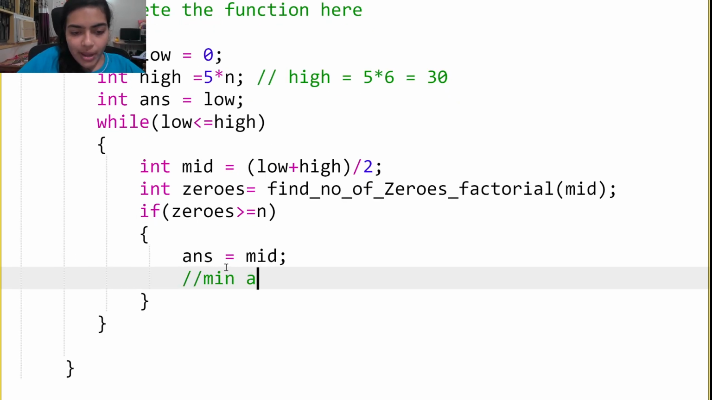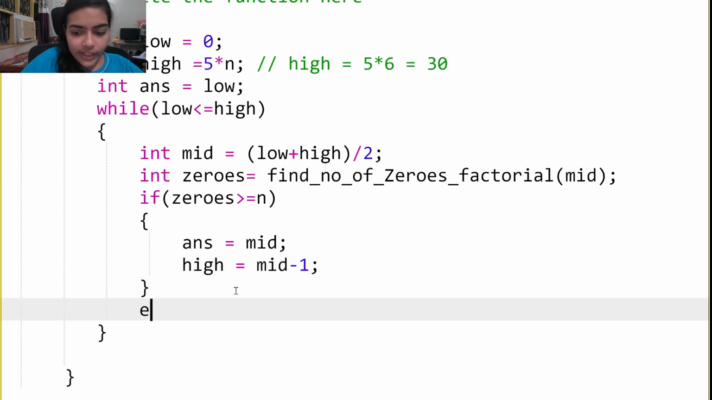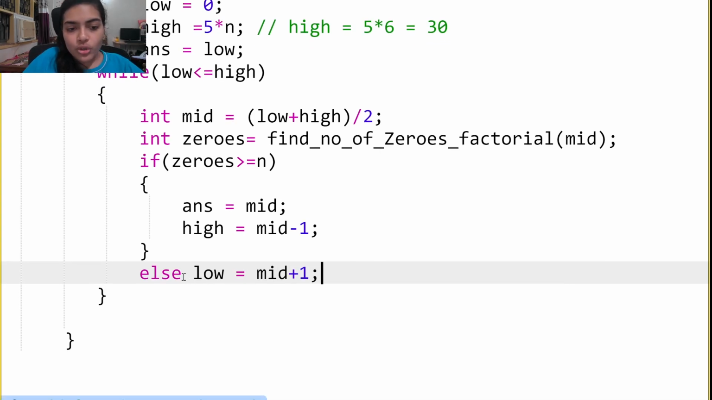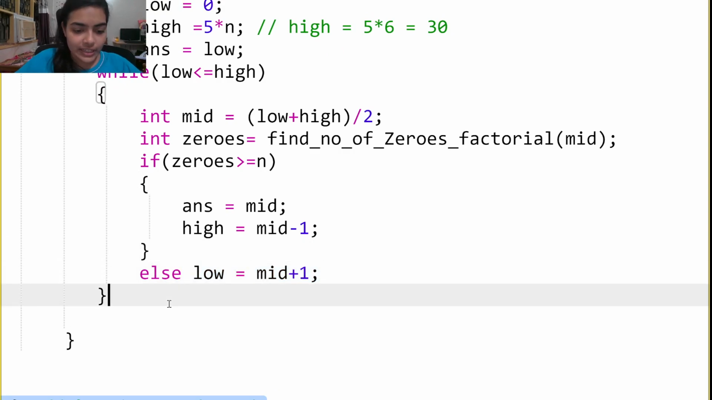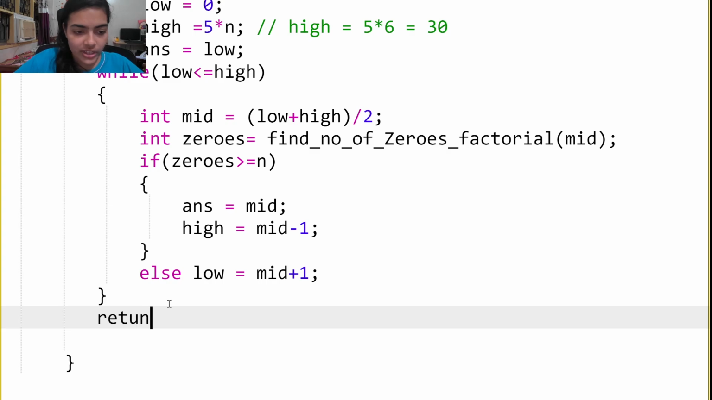So we need the minimum answer, right? So we'll try to find a better lower answer. How can we find that? We can just move our high, and high will be equal to mid minus 1. Else, if we have not yet found our answer, then we have to keep continuing and increase our value so that we get more number of 5s, more number of 2s, more number of 10s, more number of zeros, right? So in this case we will increase low. After all this is done, we can just return answer.